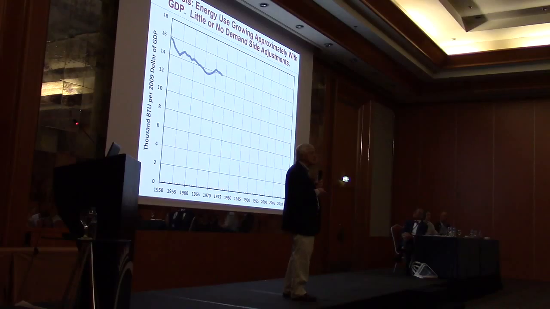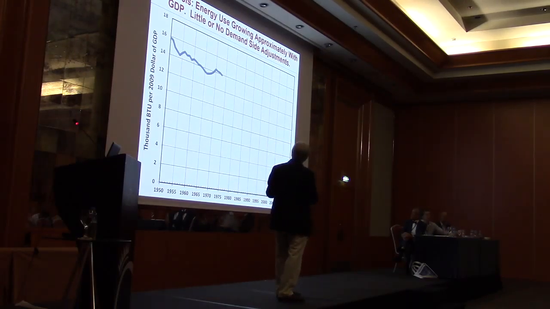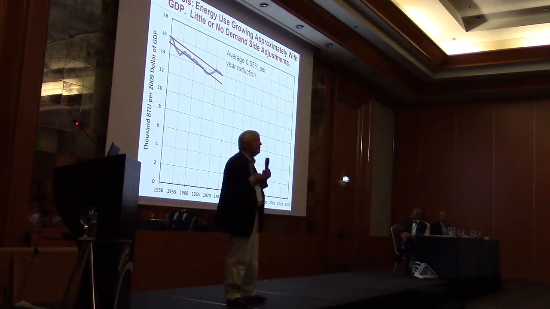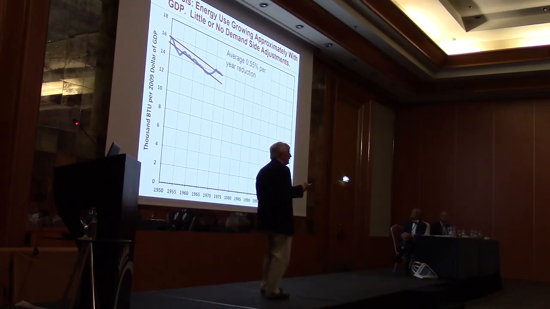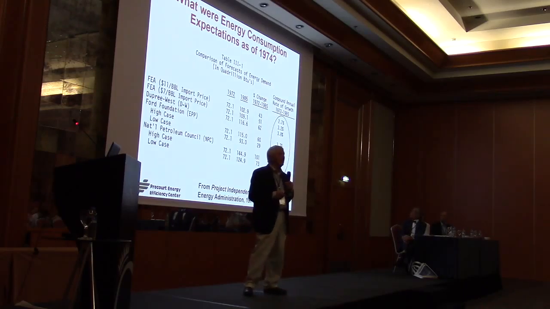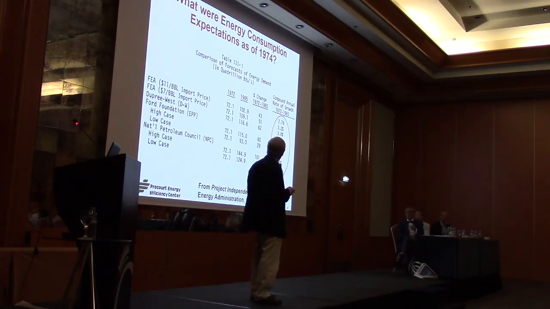The use of energy grew with the economy. This is energy per unit of GDP, the energy intensity. If you look from 1950 through 1973 and draw that line, it's an average 0.5% per year reduction in the use of energy per unit of GDP, adjusted for inflation. So at that time, the expectation was that energy demand would continue to grow at a pretty substantial rate.